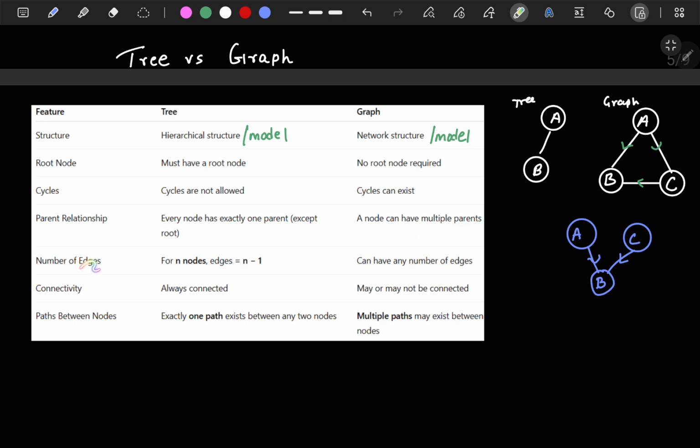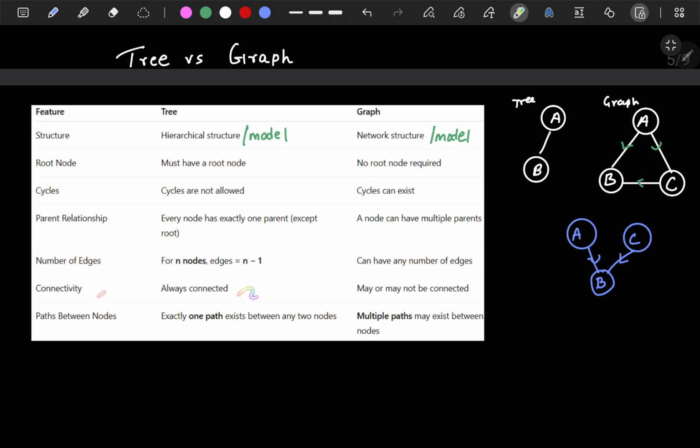Now coming to this point, number of edges. We had already seen that if there are n nodes, then edges will definitely be n minus 1. For example, here two nodes are there, then edges are 2 minus 1, which is 1. In a tree, this property is going to hold. This property doesn't hold in a graph. It can have any number of edges. That is not a restriction.